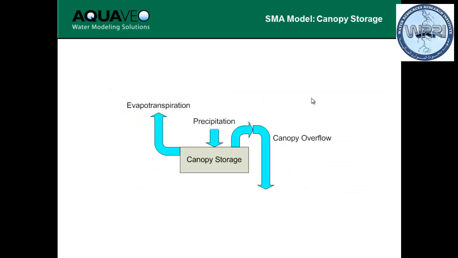Let's look at each of the layers individually. First, there's the canopy storage layer, and this layer includes evapotranspiration. The precipitation goes into the canopy, and while it's raining, HMS assumes there's no evapotranspiration. But after the rain stops, there can be evapotranspiration. There's also something called canopy overflow. The canopy is kind of above the soil, like in the leaves and things like that.